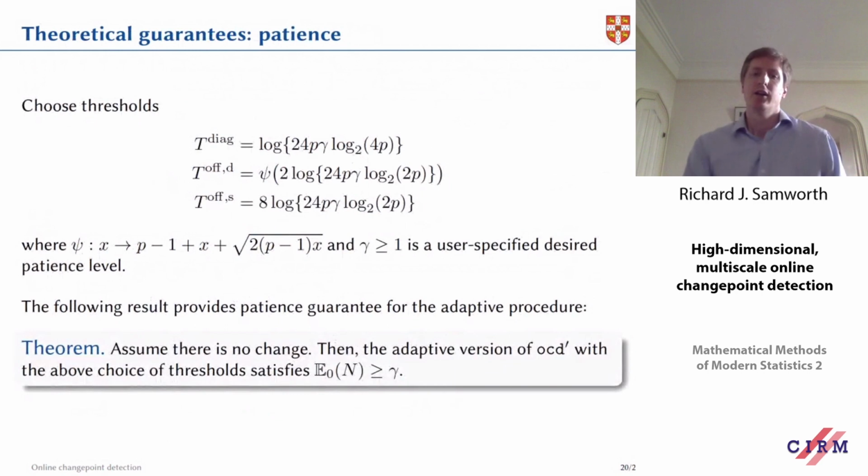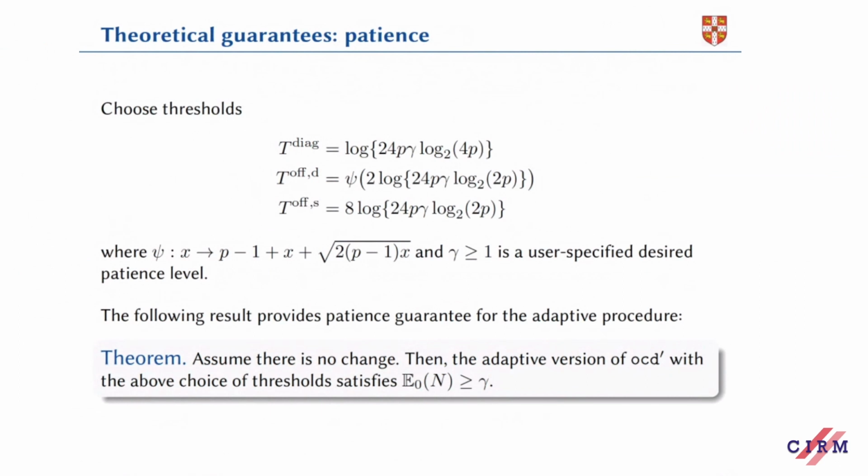Okay, so let's talk about some theoretical guarantees. To obtain theoretical guarantees, I need to tell you how to choose the threshold levels. And here are going to be our definitions of the threshold levels. It involves this function psi, which is a relatively straightforward function. Many of you will recognize this from tail bounds of chi-square variables.